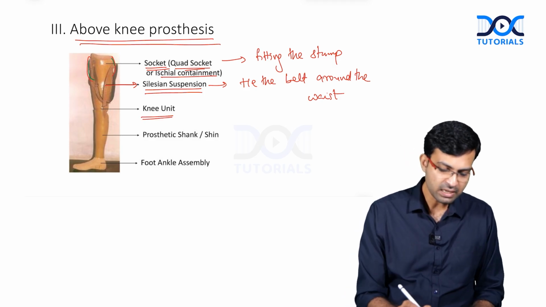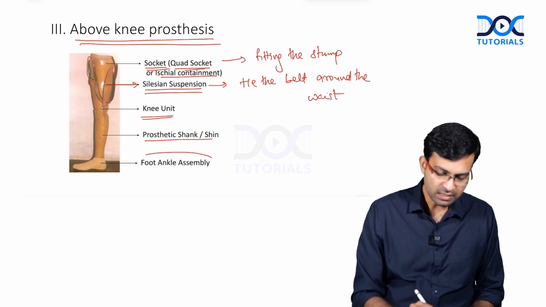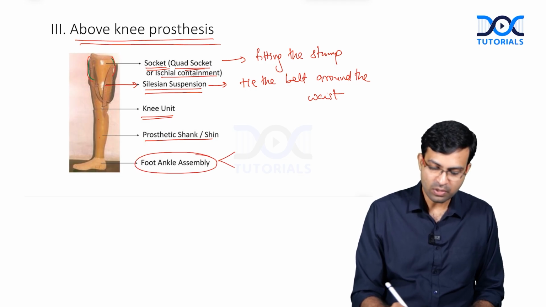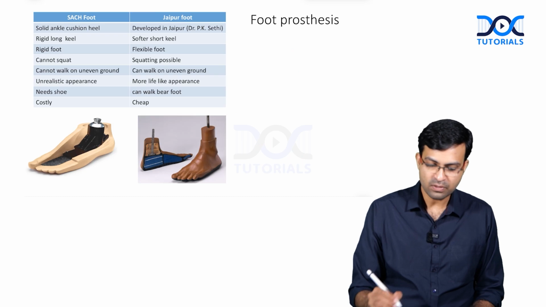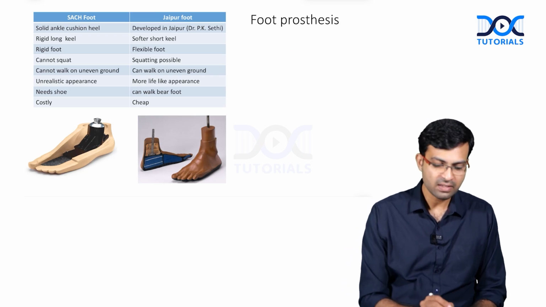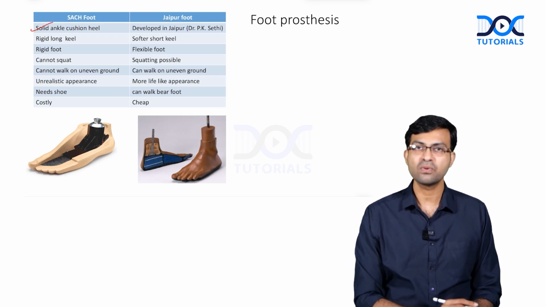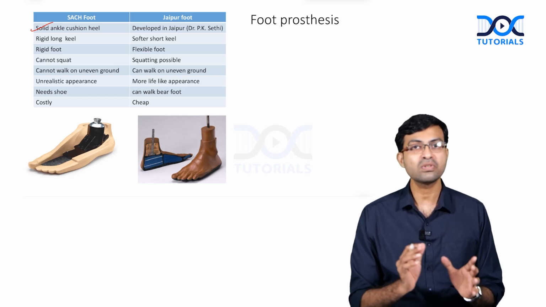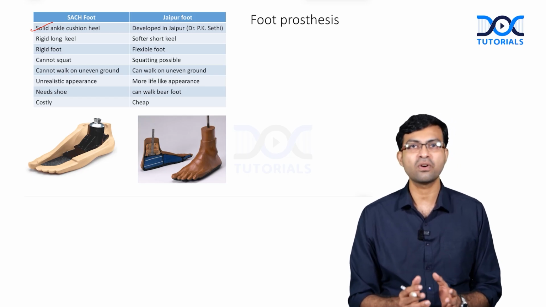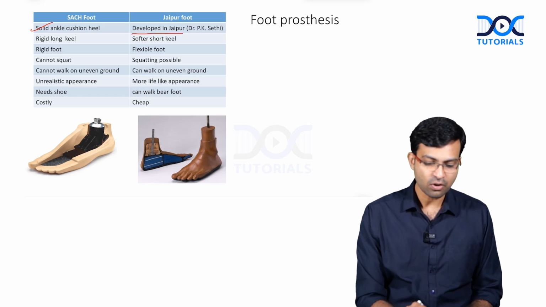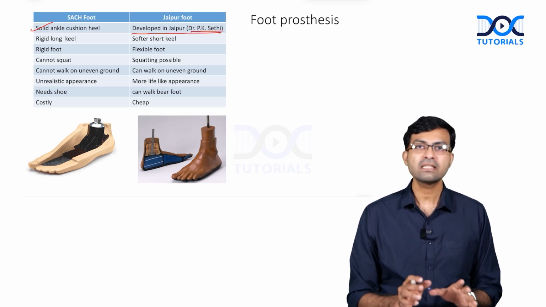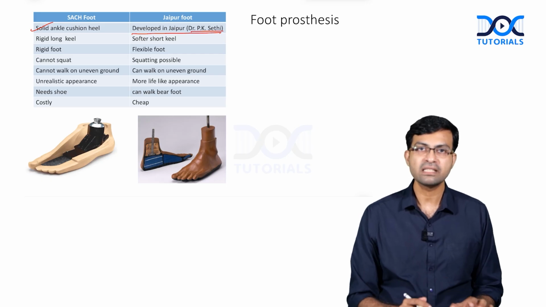Then you have a knee unit, then you have the prosthetic shank or the shin of the prosthesis, and you have the foot assembly. Two kinds of foot assembly can be used. One is called a SACH foot and the other is your Jaipur foot. So what is the difference between the SACH foot and the Jaipur foot? SACH is solid ankle cushion heel. This is one of the most widely used foot assemblies throughout the world. But in India, mostly we use the Jaipur foot, which was developed by Dr. P.K. Sethi in Jaipur.